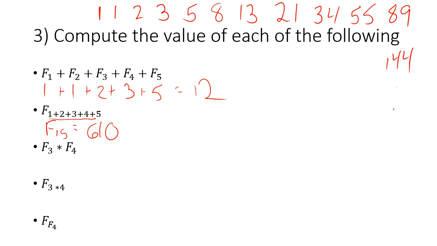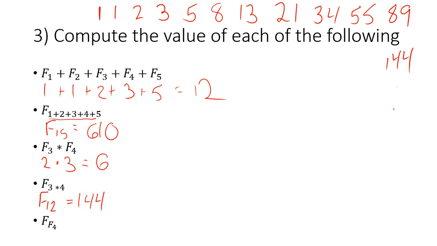All right, the next one, f sub 3 times f sub 4. So you just take f sub 3, 2, and multiply it by f sub 4, which is 3. Gets you 6. This one, since the 3 times 4 is in the subscript, we've got to multiply those together, which would be 12. So we would find f sub 12, which is 1, 2, 3, 4, 5, 6, 7, 8, 9, 10, 11, 12. 144.